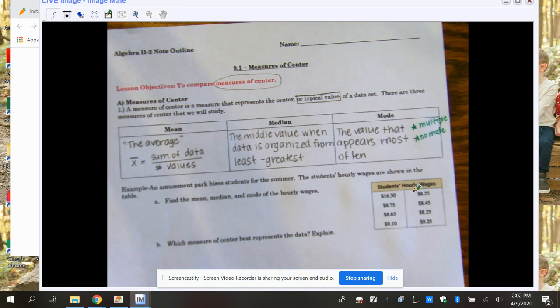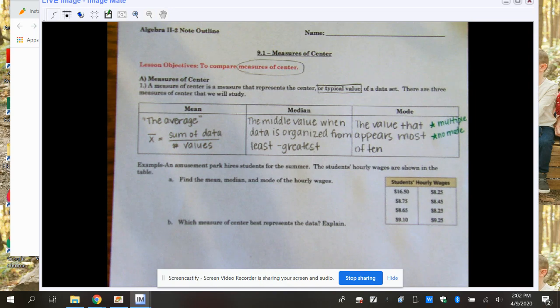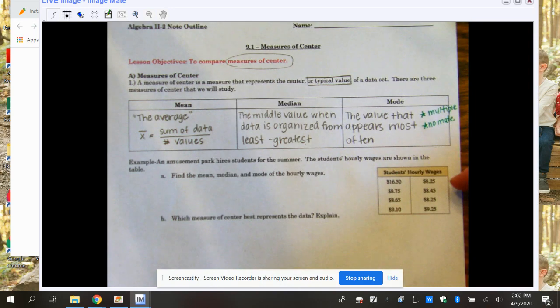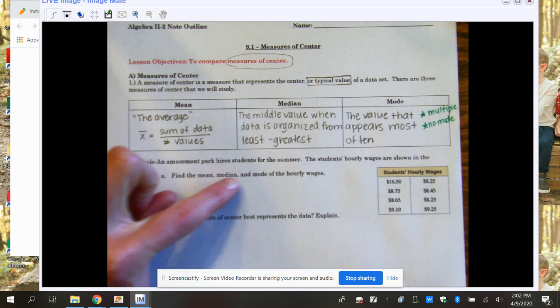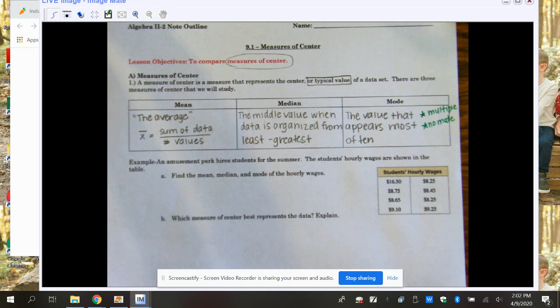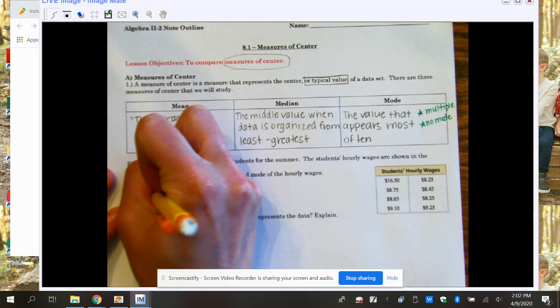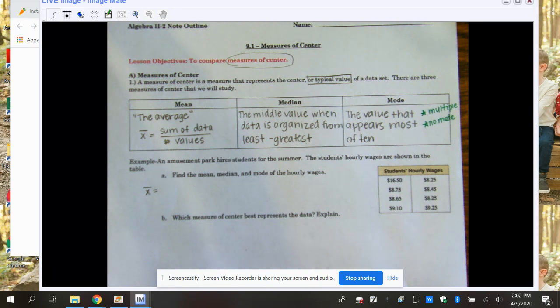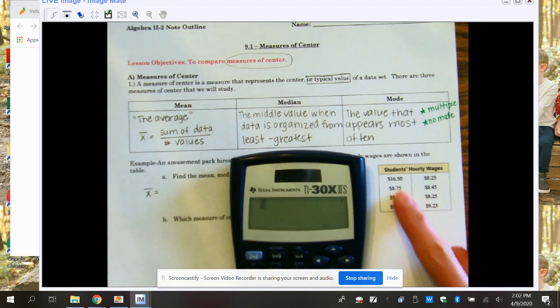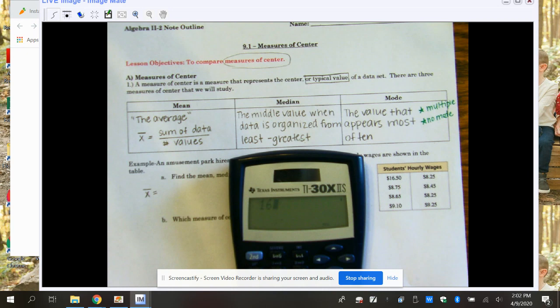In this first example, we have a set of data that organizes students' hourly wages at an amusement park for the summer. We're going to find all three measures of center using this data. To find the mean, I'm just going to do this on my calculator. I am going to add all of these up together.